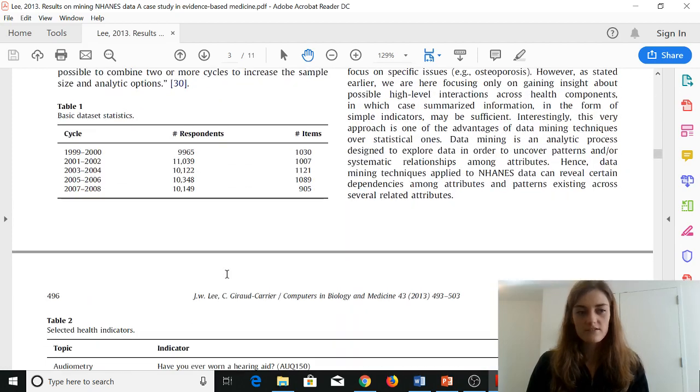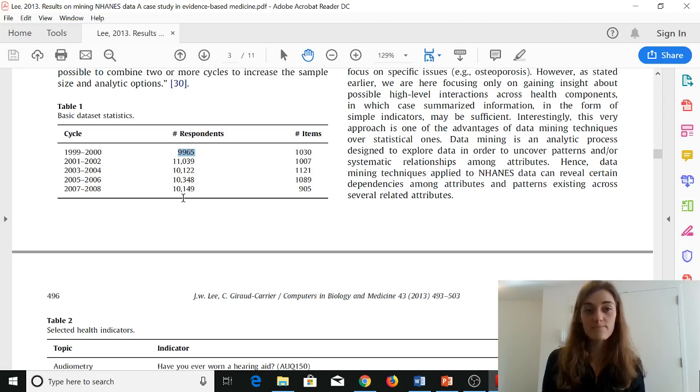All right, and in this article, they actually combined 5 cycles of NHANES data. And actually, the number of respondents per year is only 10,000. So that's much, much smaller than the BRFSS data, which is 450,000 per year.